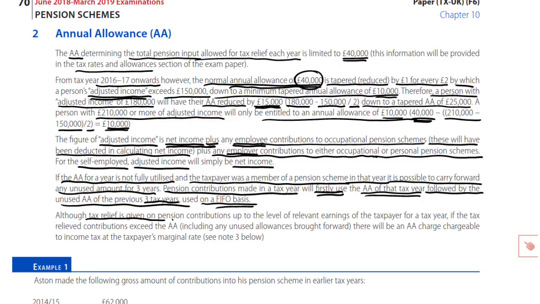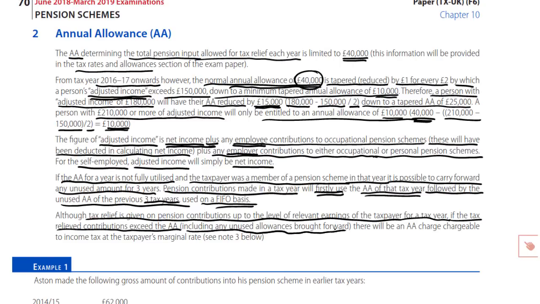Although tax relief is given on pension contributions up to the level of relevant earnings of the taxpayer for a tax year, if the tax relief contributions exceed the annual allowance, including, as we've just said, any unused allowances brought forward, then there'll be an AA charge chargeable to income tax at the taxpayer's marginal rate. That comes in note 3.